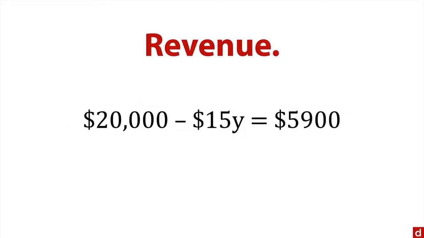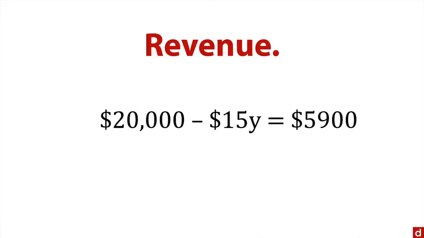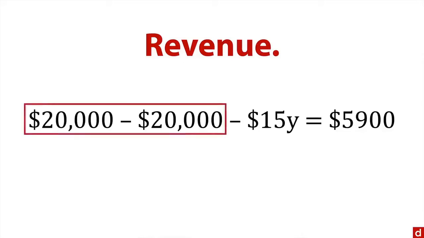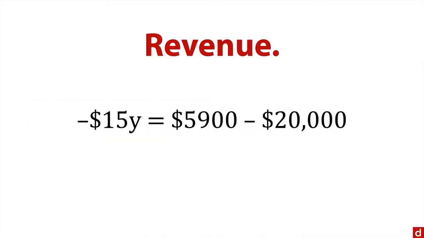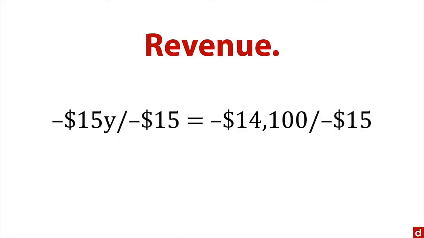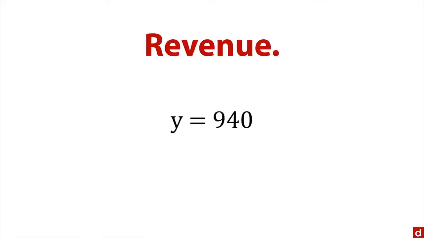And then we subtract 20,000 from both sides. So there it is right there on the left. And that disappears. And then I get it over on the right side. And I do the math there and I get minus $14,100. Well, then I divide both sides by negative 15. And when we do that, we get Y is equal to 940. Okay, so that's one of our values for sales.